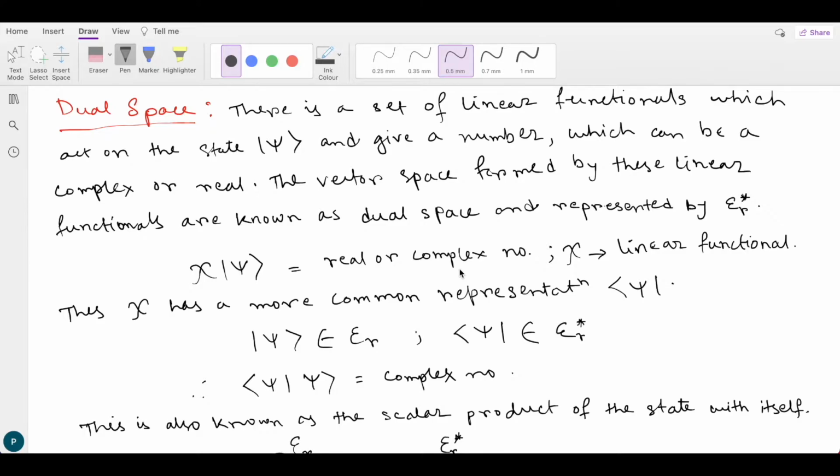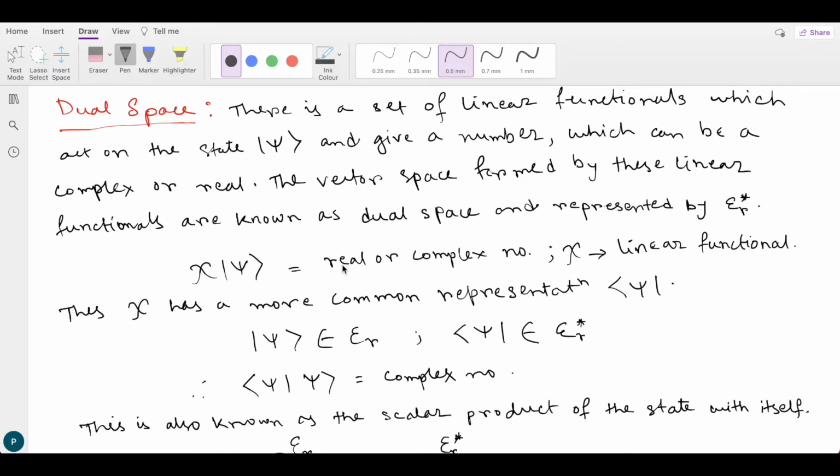This is like a scalar product. We have already discussed what a scalar product is. Like a scalar product, it only gives a number. The vector space formed by these linear functionals is known as dual space and is represented by epsilon r star. So this chi is what we are calling a linear functional. It acts on this state psi and gives a real or complex number.